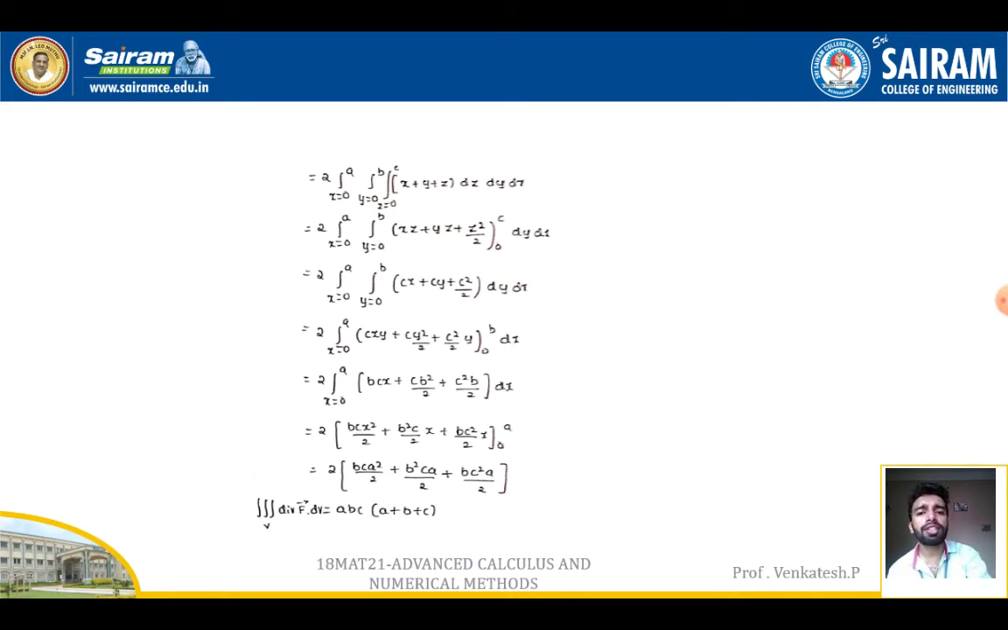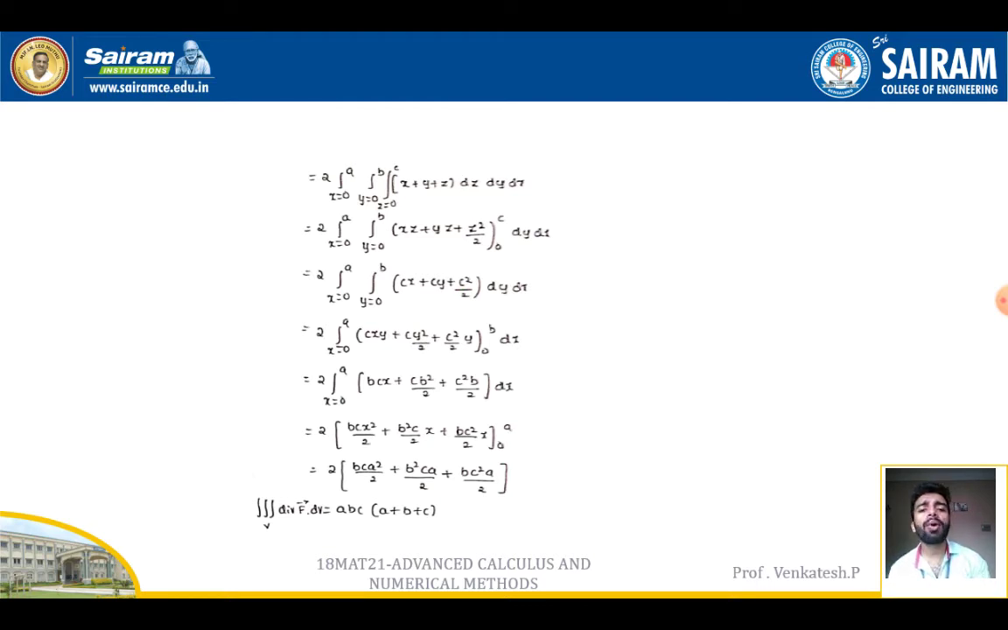So on integrating with respect to z first, I will be getting 2 times the integration x from 0 to a, y from 0 to b, of (xz plus yz plus z square by 2) with the limit 0 to c, dy dx. Now wherever z is there, I apply the upper limit c and the lower limit 0. If I apply the lower limit, obviously the complete term will become 0, so only the upper limit is used here. So I will be getting 2 times the integration x from 0 to a, y from 0 to b, of (cx plus cy plus c square by 2) dy dx.